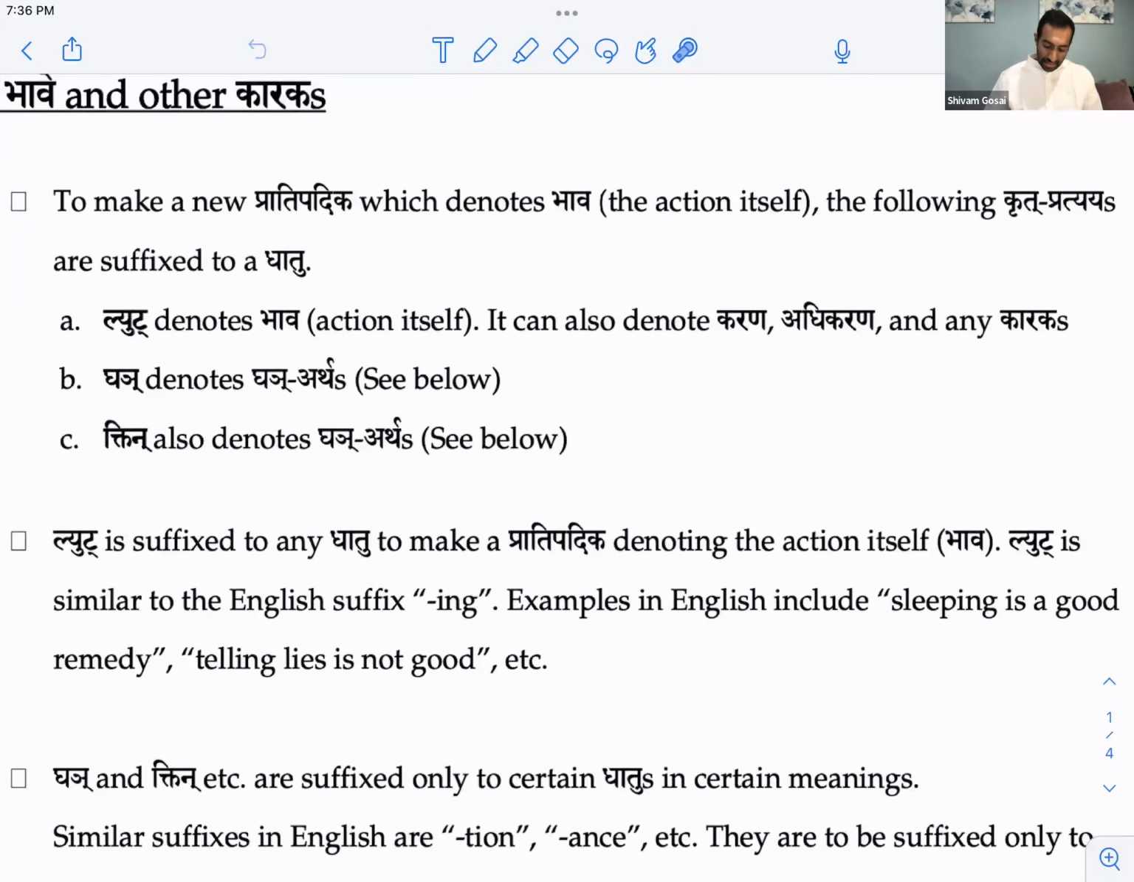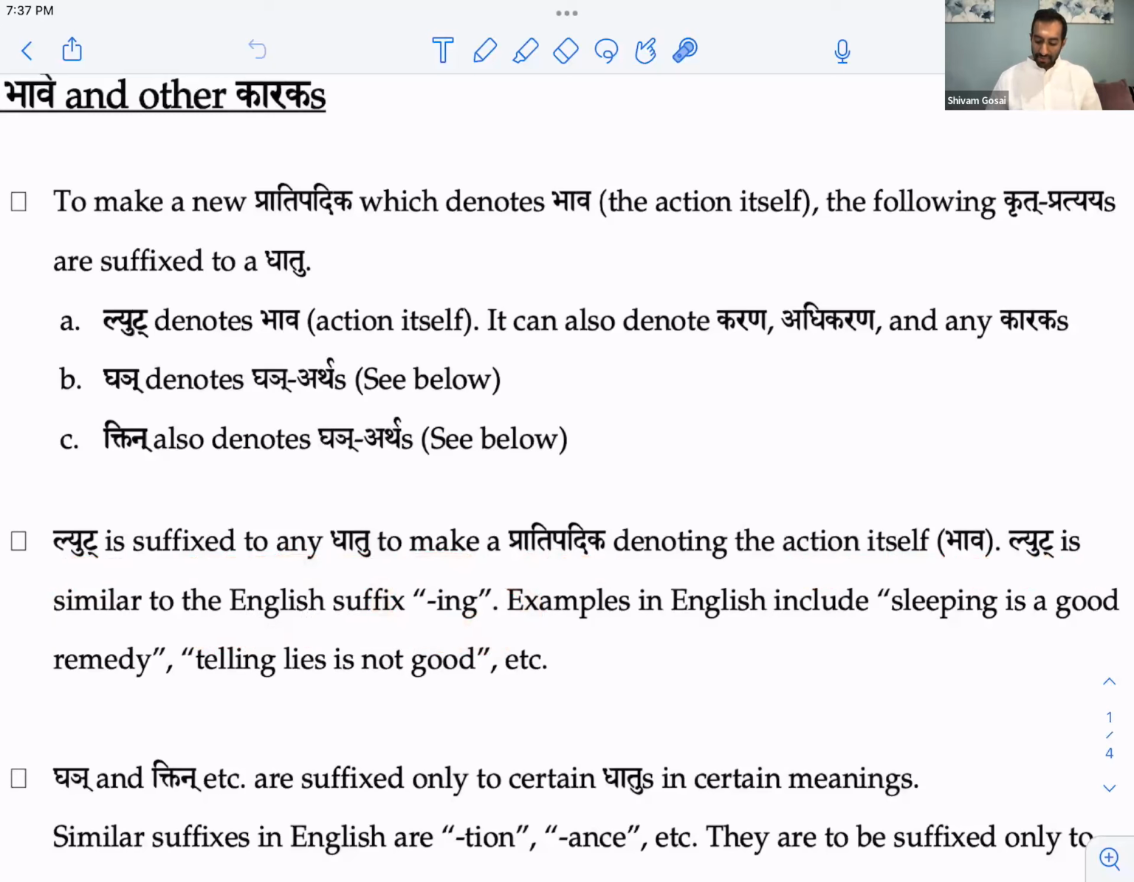So for example, if we just look at lyut, where we're going to spend some time, this krit pratyaya is suffixed to any dhatu. Okay, so it's suffixed to any dhatu to make a pratipadika, meaning the action or denoting the action itself, the bhava. So lyut is similar to the English suffix ing.